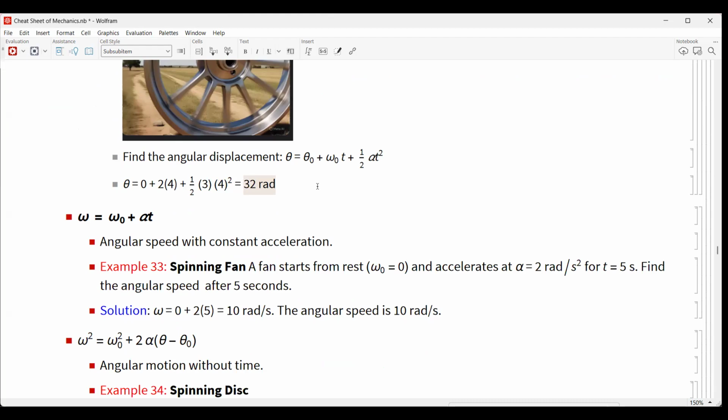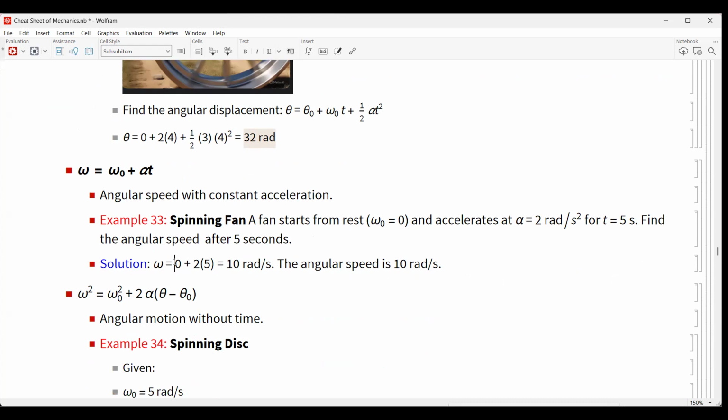Okay, the angular speed with constant acceleration. The spinning fan: a fan starts from rest, initial angular speed equal to zero, and accelerates at 2 radians per second squared for a time interval equal to 5 seconds. Find the angular speed after 5 seconds. So by substitution here, this is the initial angular speed, equal to zero. Then we have the angular acceleration equal to 2 radians per second squared, and we have 5, the time interval. So this is equal to 10 radians per second. So the answer is the angular speed is 10 radians per second.